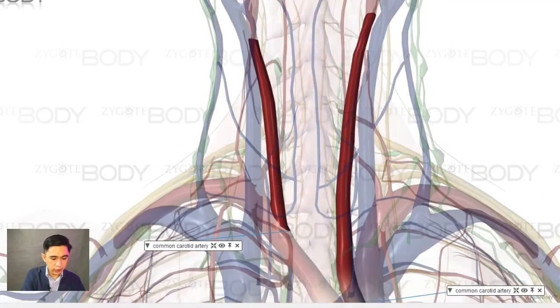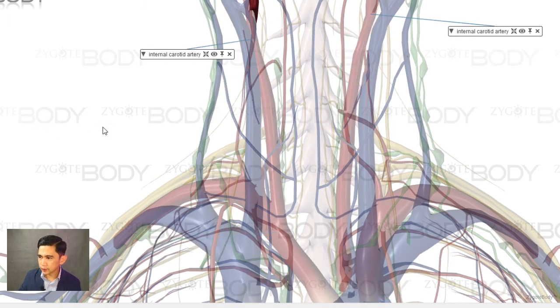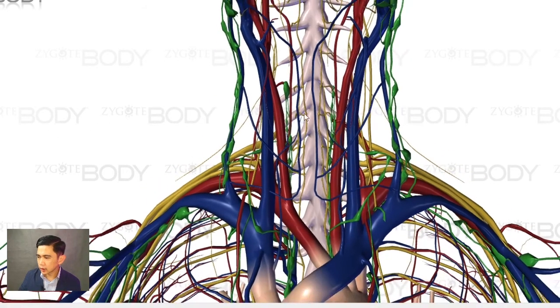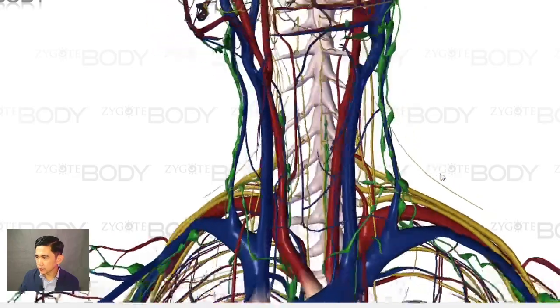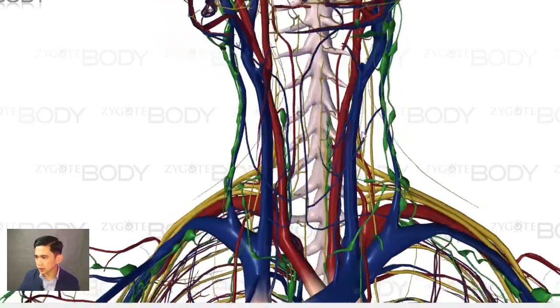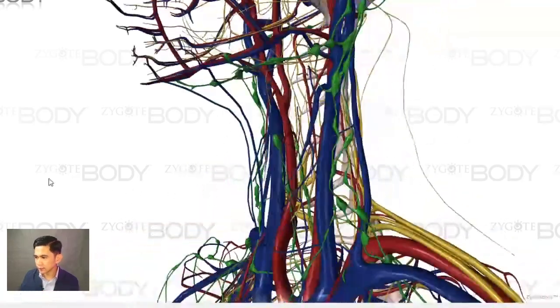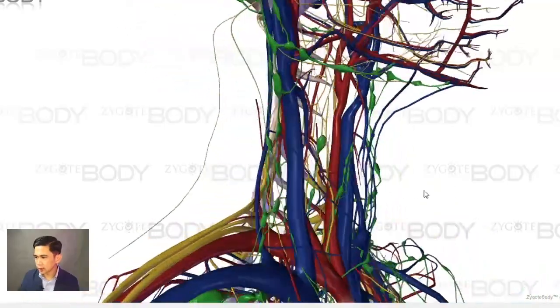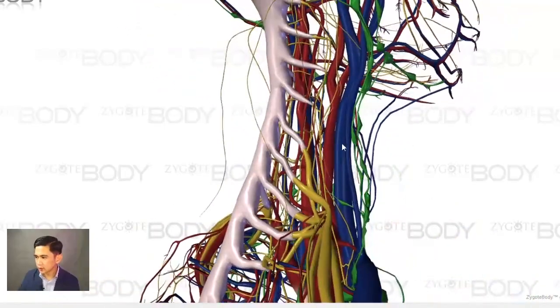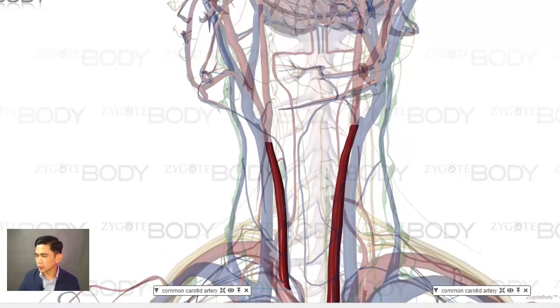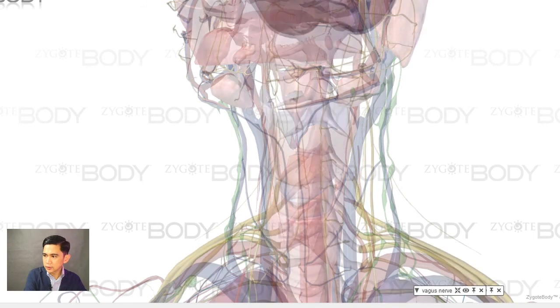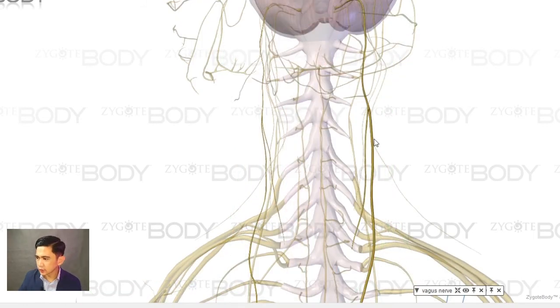We also have to find the carotid sheath. At the lateral side of the thyroid gland, we have the carotid sheath. So this is the jugular vein and the carotid artery. And at the back of the jugular and the carotid sheath, we can find the vagus nerve. That's the vagus nerve.